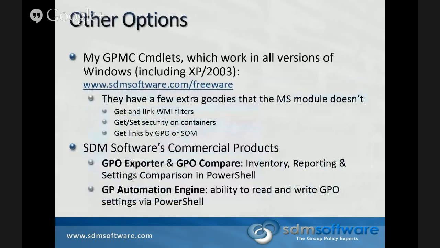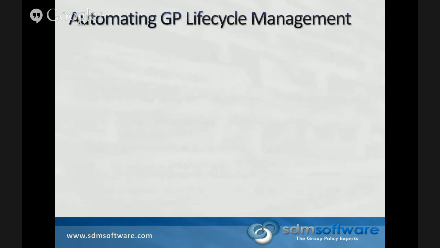Some other options. I mentioned that I have this GPMC commandlet set. If you go out to the SDM Software site, you can still download those. I'll show you some of the things that you can do in those that aren't in the Microsoft module, like getting and linking WMI filters, getting and setting security on containers, meaning OUs, like RSOP delegation and linking delegation, and then getting links by GPO or by SOM, SOM meaning OU, domain, or site. And then I'm going to briefly show you the commercial products that I have, which have some PowerShell interfaces that are kind of interesting. Again, I don't want to make this about that, but just want to talk about the capabilities that are out there for managing group policy.